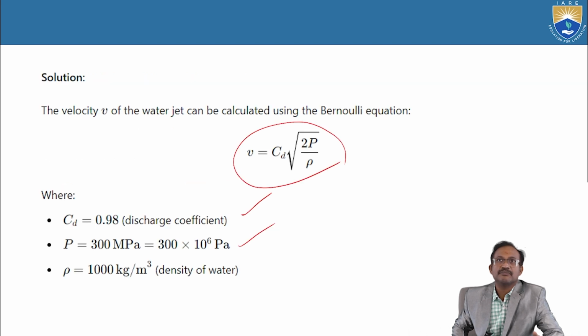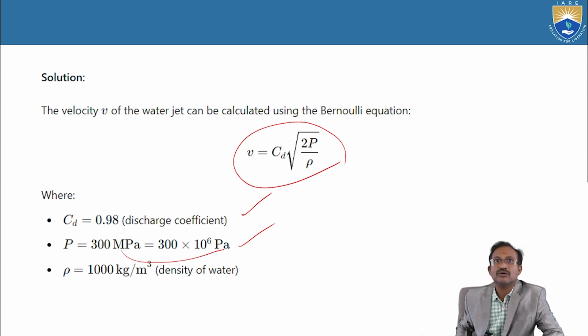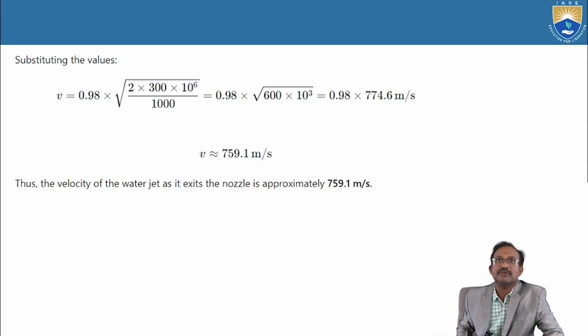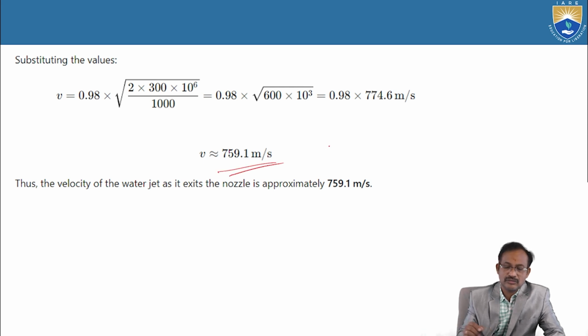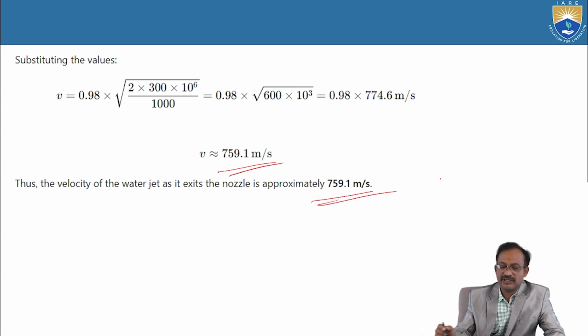300 megapascals pressure, that is 300 into 10 power 6 pascals. We have converted mega into just pascals, megapascals to pascals. And density we know, 1000 kg per cubic meter. Just substitute the values, so we get V. Thus the velocity of the water jet as it exits the nozzle is approximately 759.1 meters per second.